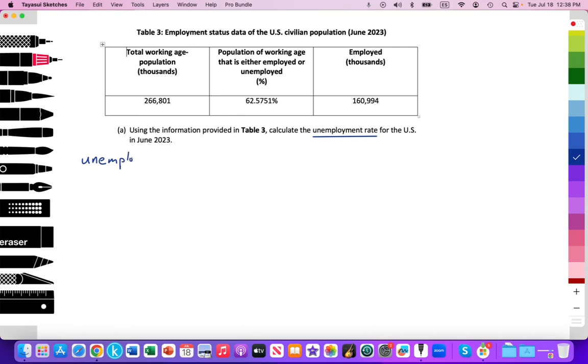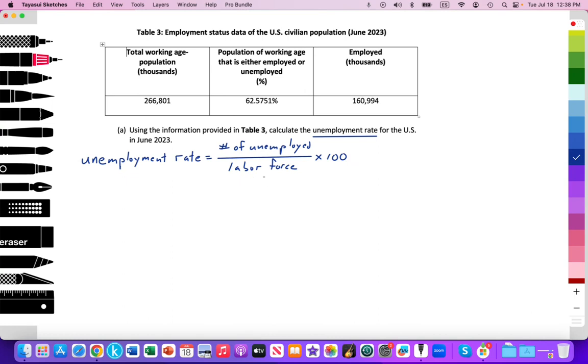So the unemployment rate is a simple formula. It's equal to the number of people that are actively seeking a job but aren't able to find a job, so the number of unemployed in the population, divided by the total number of people that are part of the labor force. That number multiplied by 100 will give us a percentage, and that will give us the unemployment rate.